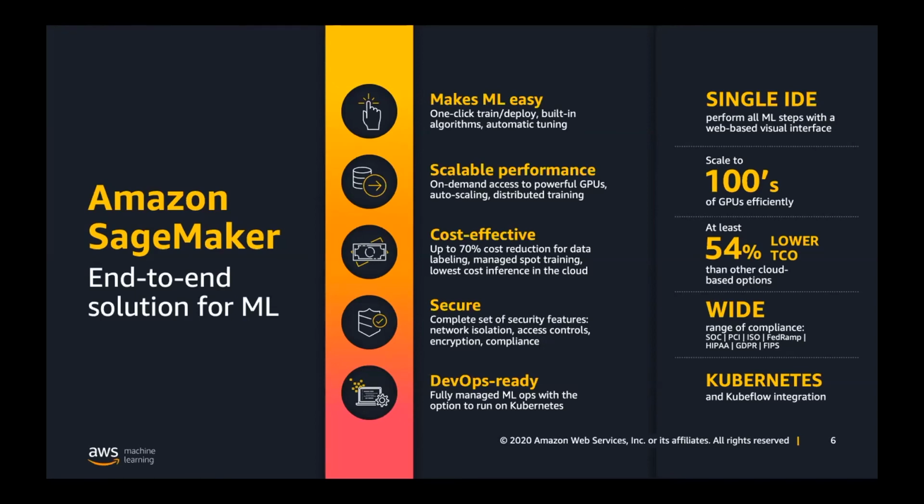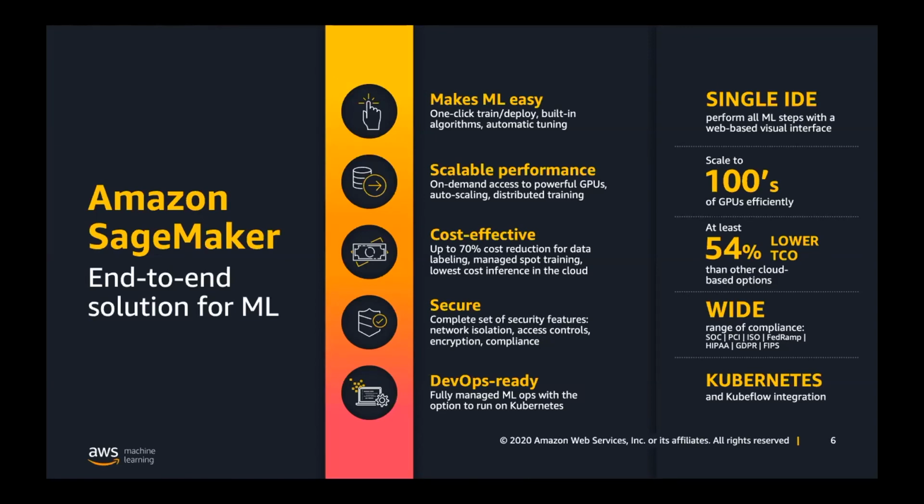It's cost effective. You know that, for example, cost mostly comes when you want to prepare your data, or when you want to label your data, or when you want to deploy your model into production. You can save your costs up to 70% when it comes to data labeling with SageMaker. You have lower cost inference in the cloud and 10 times more developer productivity with Amazon SageMaker.